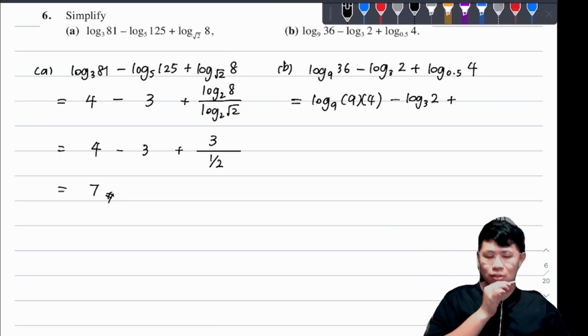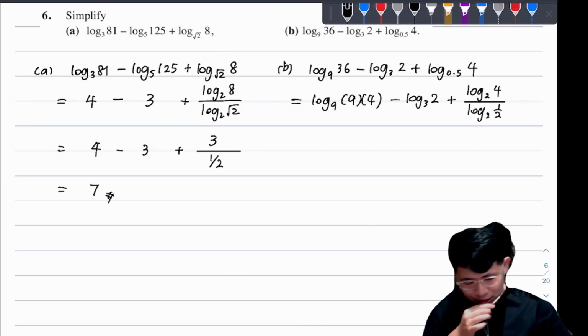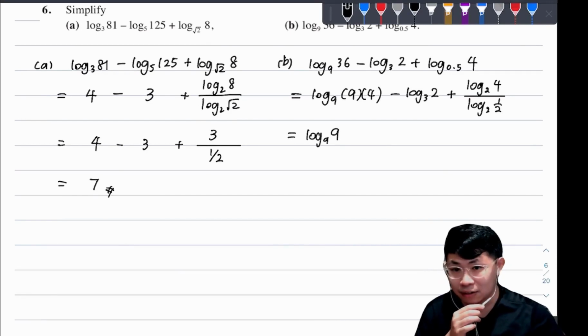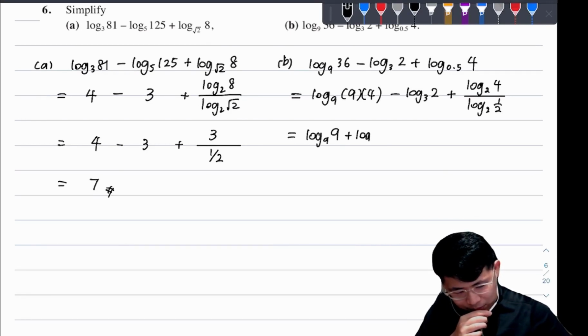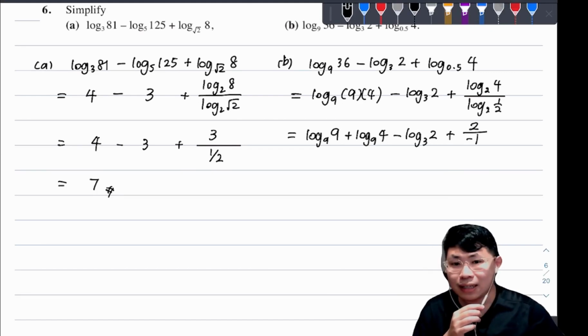4 is 4. 0.5 is half. So they have a common base 2. So I'm just going to change the base to base 2 for this one over here. Log base 2 of half, like that. Okay, so next, using the law of logarithm, the first one will be log base 9 of 9 plus log base 9 of 4 minus log base 3 of 2 plus, now log base 2 of 4, 2 to the power of 2 is 4, 2 to the power of negative 1 is half.